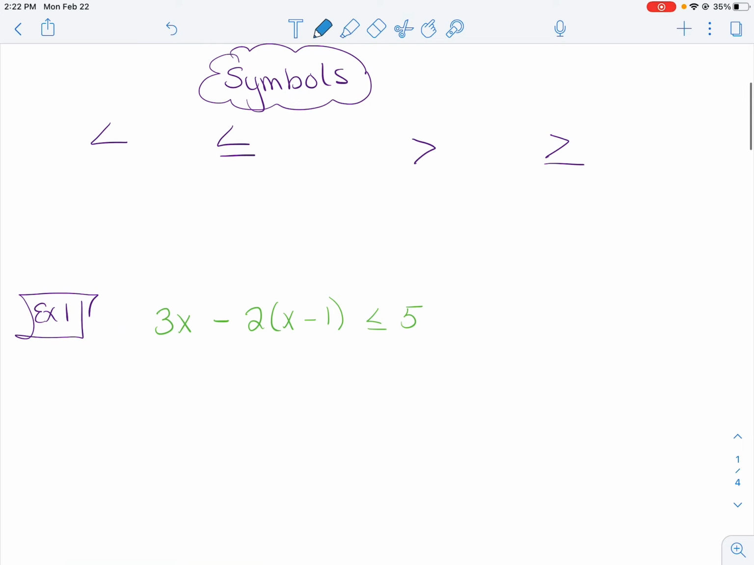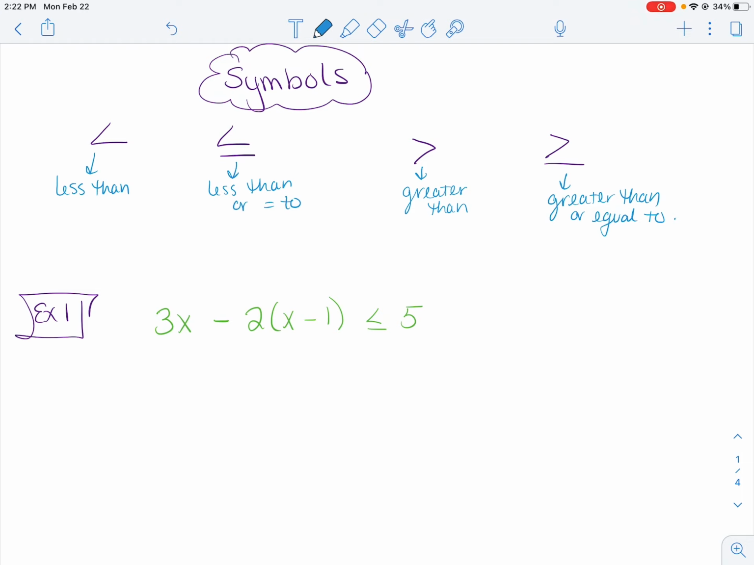So the symbols that we have to look at are the less than, or equal to, and we have the greater than and greater than or equal to. And so the equal to represents us including the value that we get as a solution. So we're including that number as part of the solution.